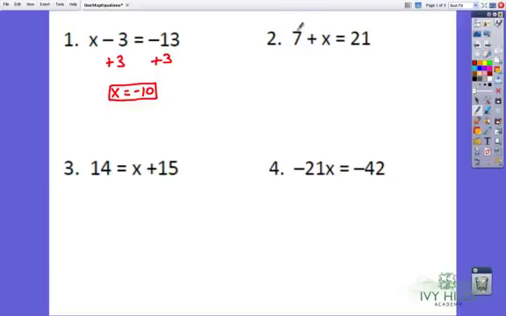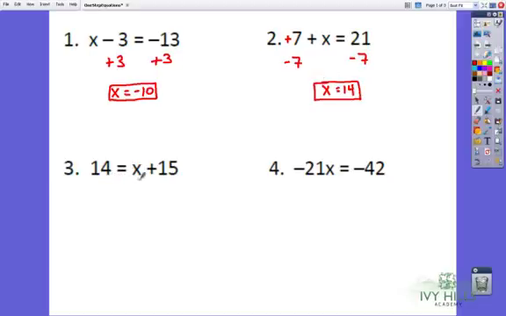Number 2, 7 plus x equals 21. Again, I'm looking for the number x that would make 7 plus x 21. So in order to do that, I would undo the positive 7. Again, remember, if there is no sign in front of the 7, it's an assumed positive. We will subtract 7 from both sides. That will give us x equals 14.